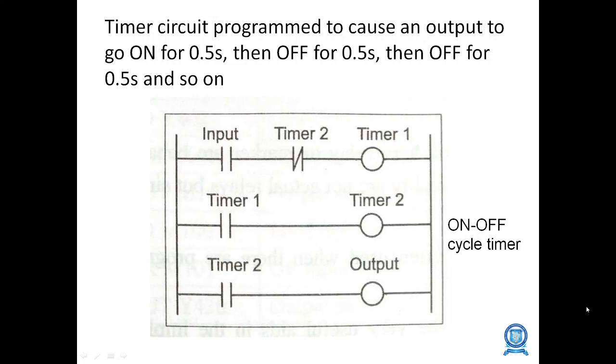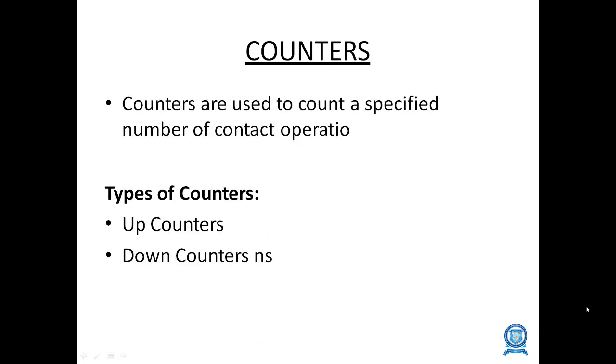So this is a ladder diagram giving an input and timer 2 with timer 1. When timer 1 is open, the timer 2 output is taken, and the output is taken as an on off cycle timer.